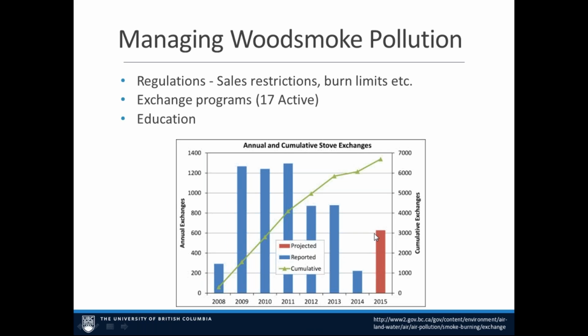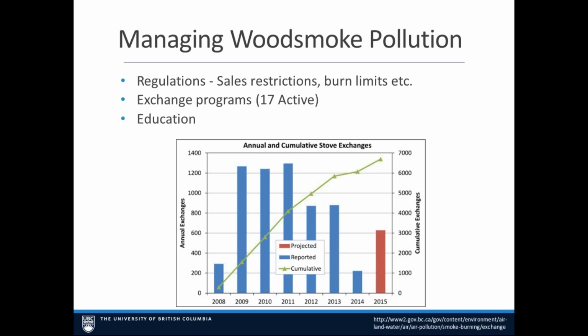So what are some options for how to manage and reduce wood smoke pollution? One option is to pass regulations, and an example of that is the regulations here in BC that have been in place for over 20 years that restrict the types of new wood burning appliances that are allowed to be sold. That restricts the appliances to more efficient models, and these regulations have actually been recently strengthened. But these regulations do not apply to appliances currently in use.